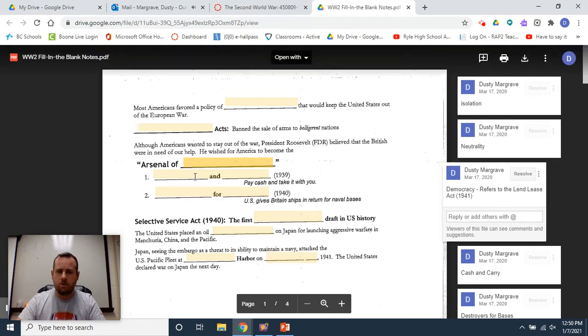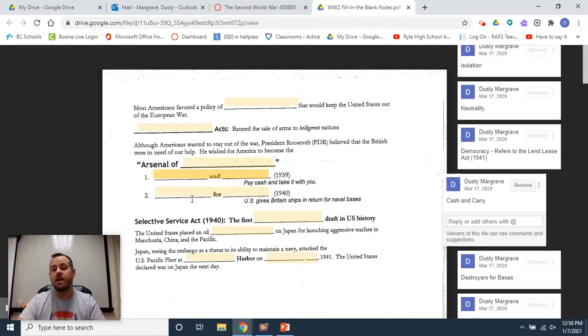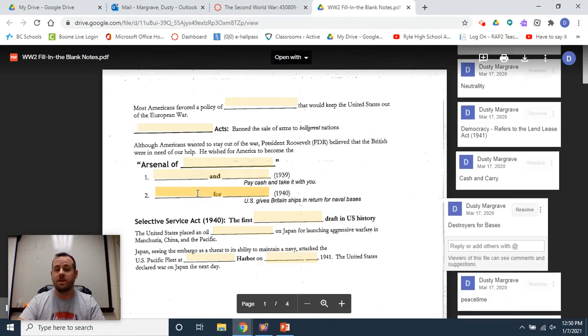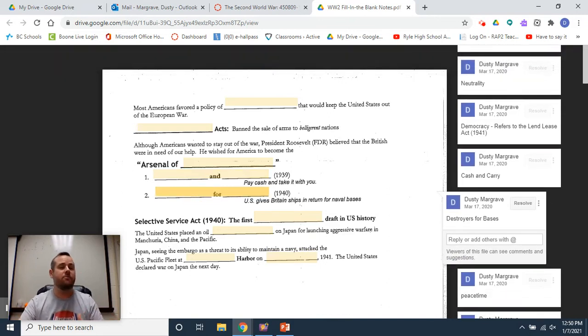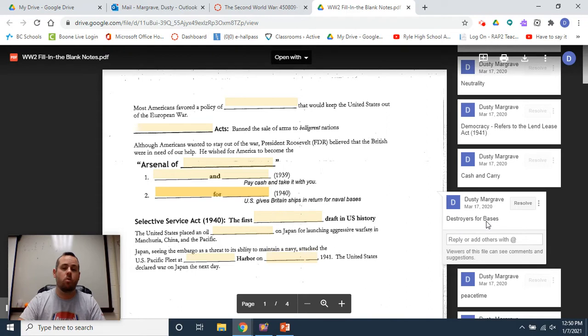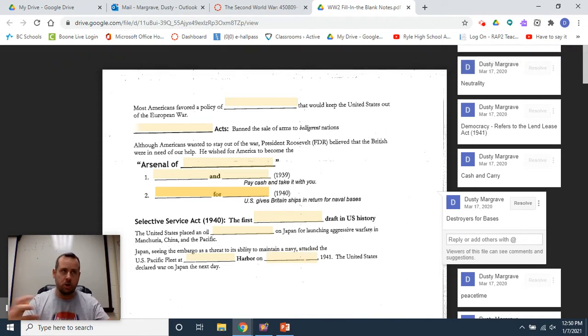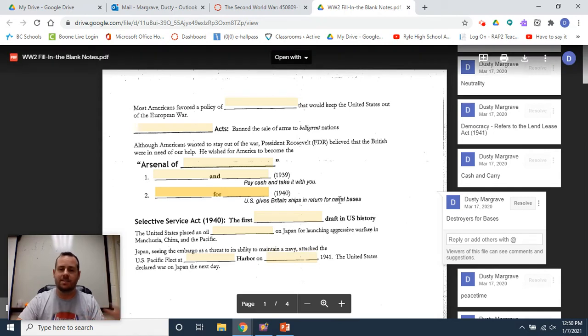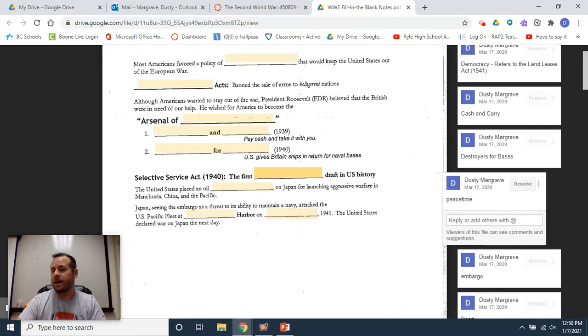A few other things FDR did: the cash and carry policy. At one point in 1940, he traded American destroyers for naval bases. He was preparing for a war against Japan by accumulating naval bases. He traded some old destroyers for access to British naval bases. In 1940, it's the only time in history that I know of that we did this, but we passed a peacetime military draft, meaning that we were building our army even before we were in the war.